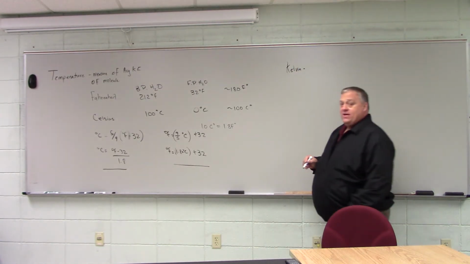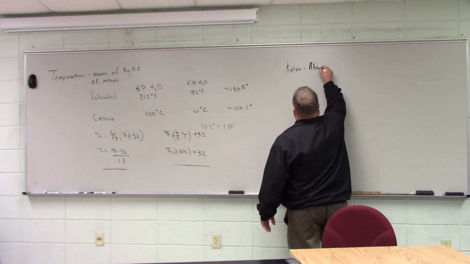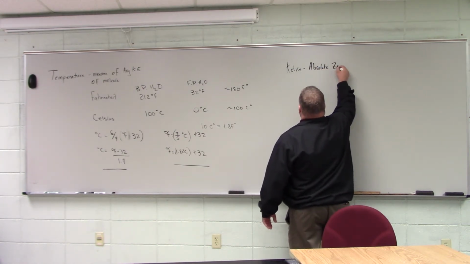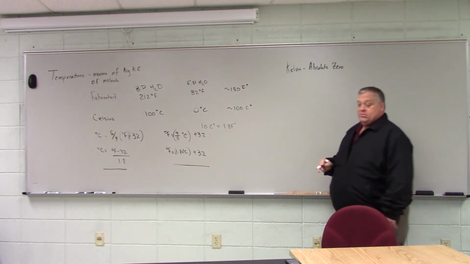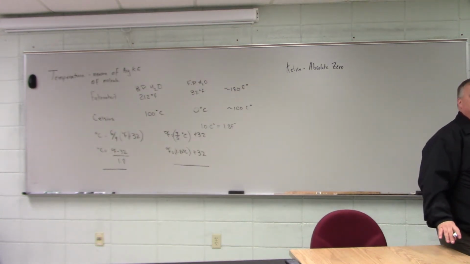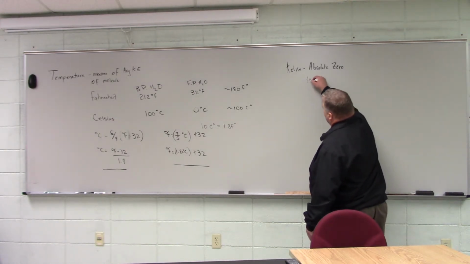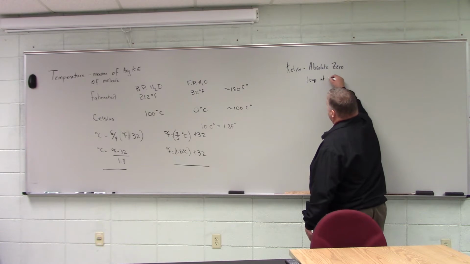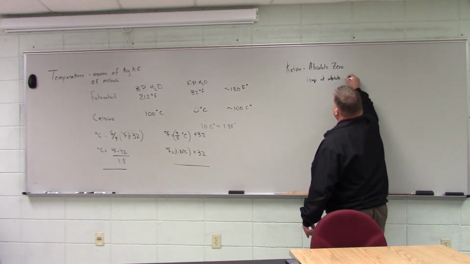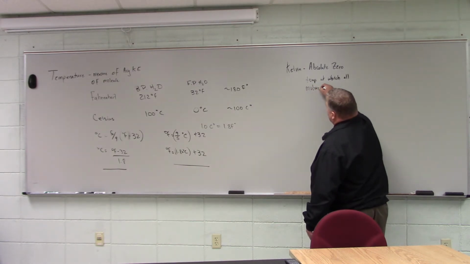The Kelvin scale is based on the concept of absolute zero, okay? It was proposed by Lord Kelvin, and the definition of absolute zero is the temperature at which all molecular motion ceases.